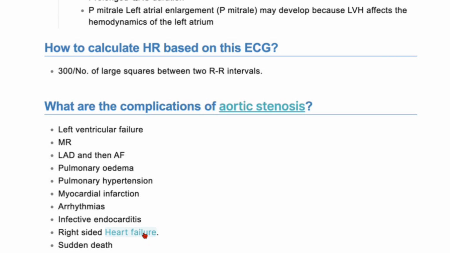And then you can have regurg all the way up to the lung. You can lead to pulmonary edema and pulmonary hypertension. And later on complication, you can get myocardial infarction, arrhythmia, and you can end up on the right side of heart failure, and you can end in sudden death as well. So I prefer the sequential manner. It's easy to remember if you're going through the same pathology, all right?